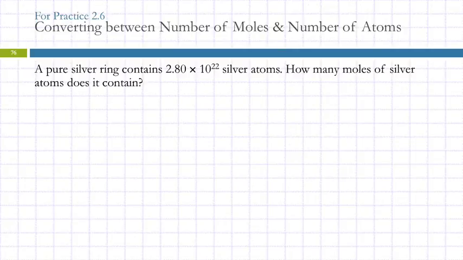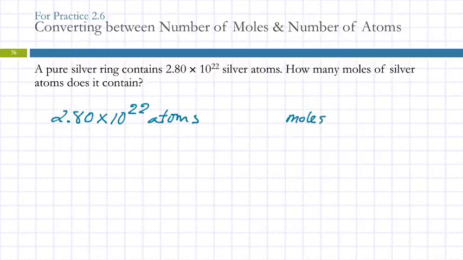So we write down the number that we're given. 2.80 times 10 to the 22 atoms. Okay, it's a number of atoms. And the question is, how many moles? So this is a unit conversion, a dimensional analysis problem. We're going from atoms to moles. The relationship is Avogadro's number.